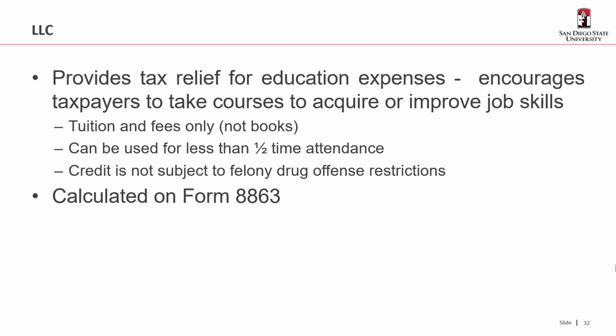The credit is not subject to a felony drug offense prohibition. So that means you could have been convicted of a felony drug offense and still take the lifetime learning credit. This credit is also reported on Form 8863, same as the American Opportunities Tax Credit.